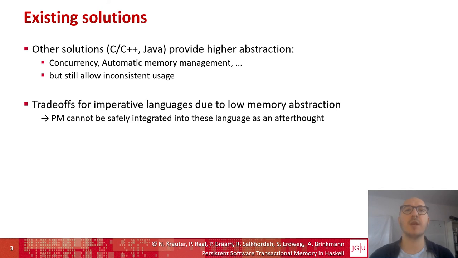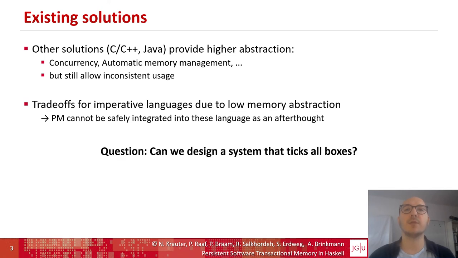We argue that for languages with such a low memory abstraction that offer arbitrary byte or field level access, there's always going to be some kind of trade-off, as the imperative language model itself is the problem. It is not restrictive enough, as arbitrary modifications are allowed, which result in large overheads when traced by the runtime system. Thus, PM cannot be safely integrated into these languages as an afterthought.